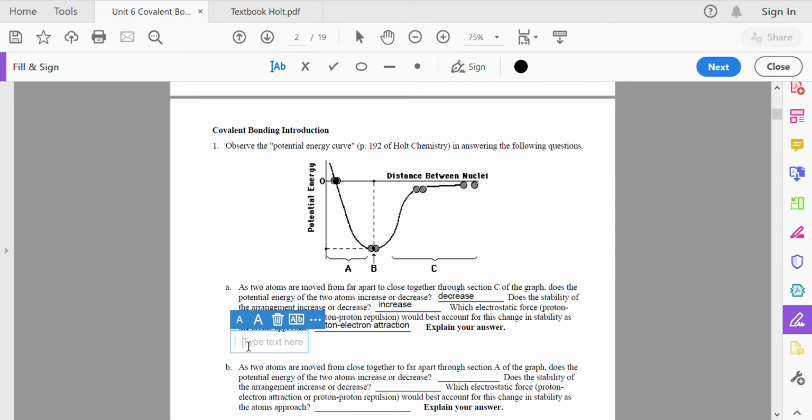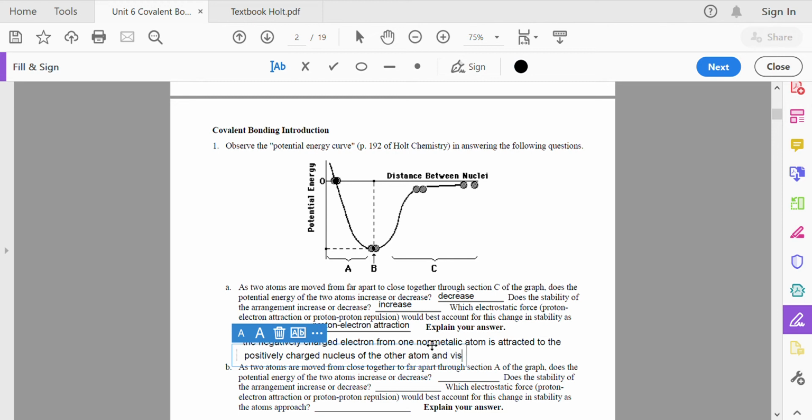Down here, I'm going to write: the negatively charged electron from one non-metallic atom is attracted to the positively charged nucleus of the other atom and vice versa. Did I spell vice versa right? Okay.